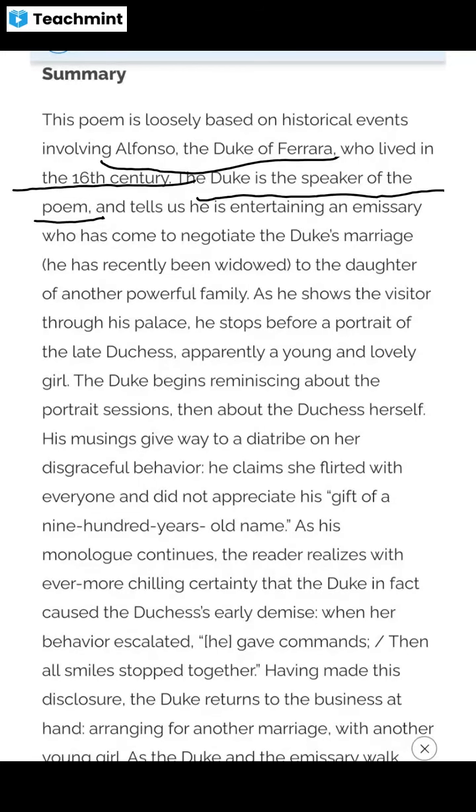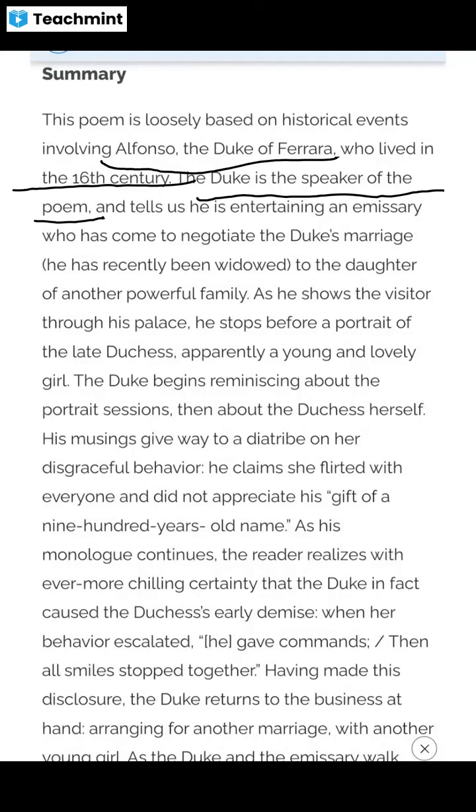एक ऐसा आप कह सकते हैं दूत जिसे कहते हैं। जैसे पहले राजाओं के दूत दूसरे राज्य में भेजे जाते थे, किसी पर्टिकुलर संदेश को लेकर के जाते थे, तो that person is known as emissary. So you find here the Duke is the speaker of the poem and it tells us, what does he tell? He tells us he is entertaining an emissary who has come to negotiate the Duke's marriage.